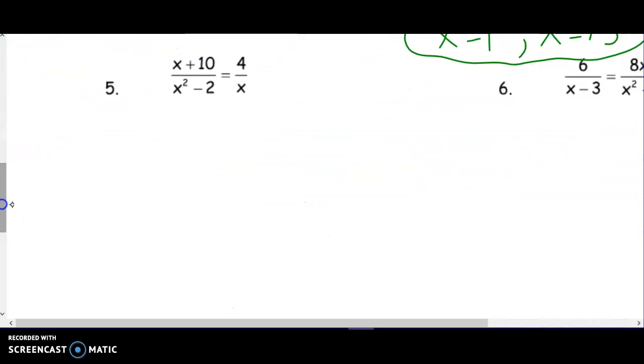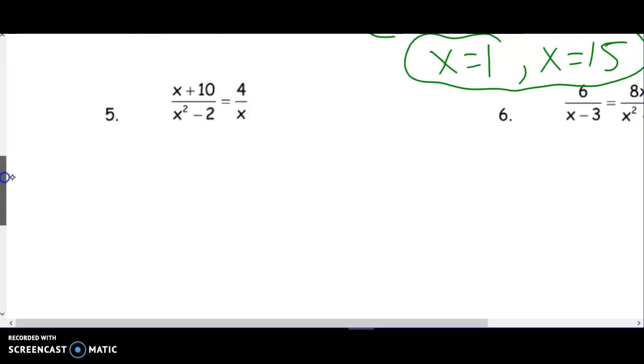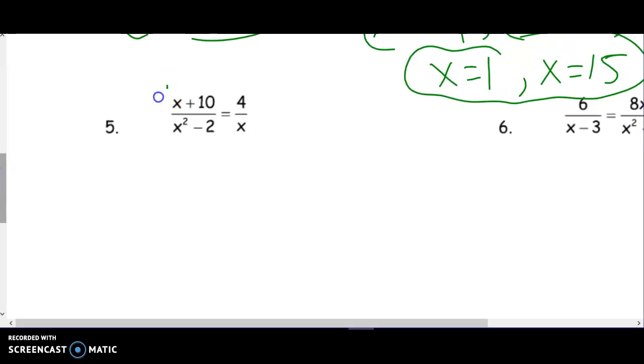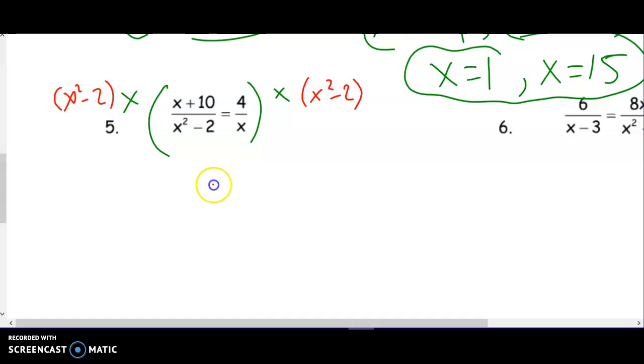All right, number 5. So pretty much same process. Let's go ahead and multiply everything by x. And while we're at it, let's go ahead and multiply everything by x squared minus 2 as well. So whatever we do to one side, do to the other.